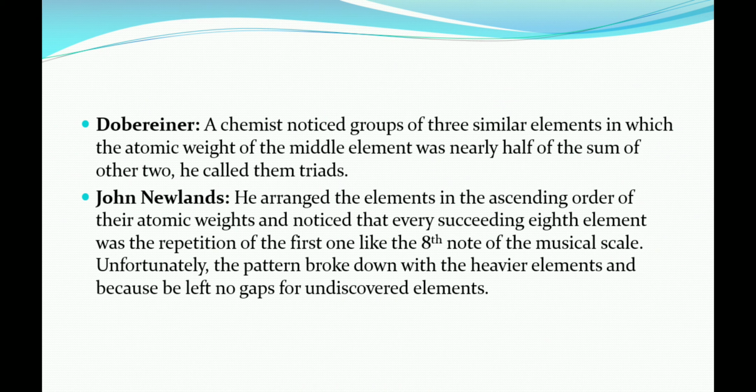Then came John Newlands. He was a chemist as well as a great lover of music. Therefore, he arranged the elements in the ascending order of their atomic weights and noticed that every succeeding eighth element was the repetition of the first one, like the eighth note of the musical scale. Unfortunately, the pattern broke down with the heavier elements, and because of this, the method was discarded as it left no gaps for the undiscovered elements.